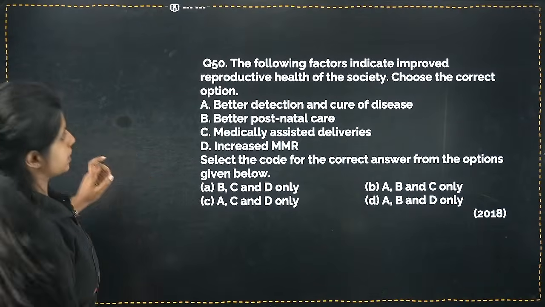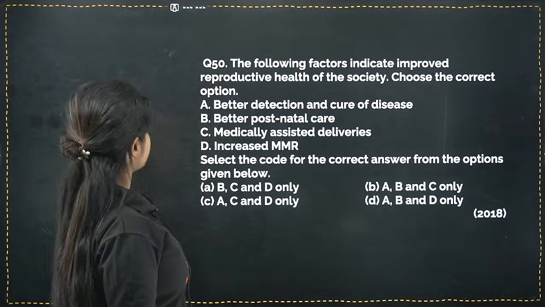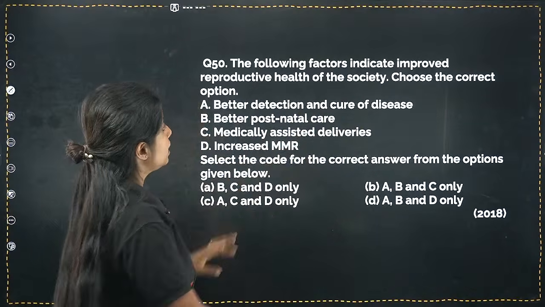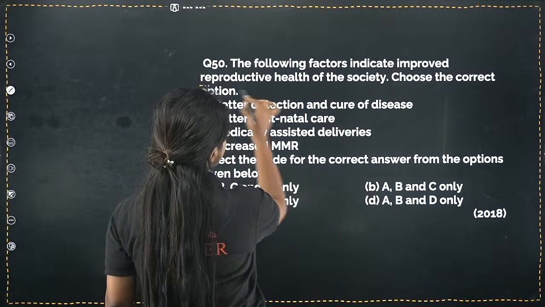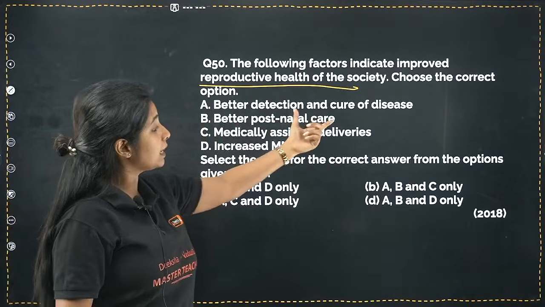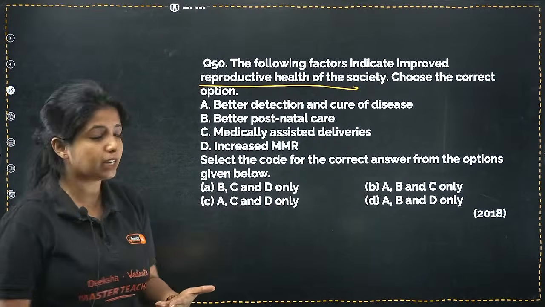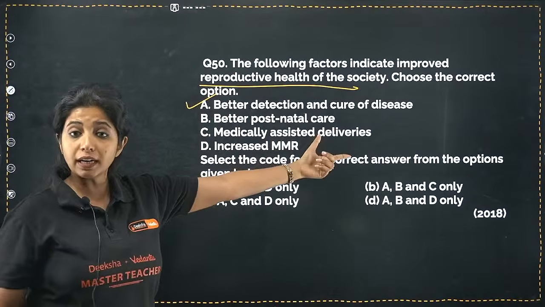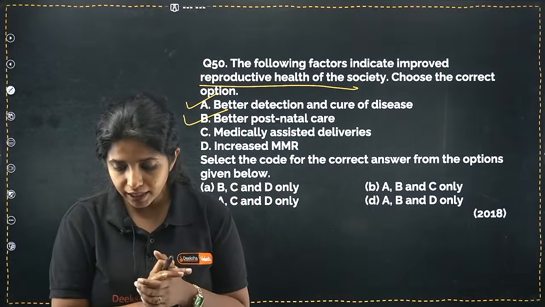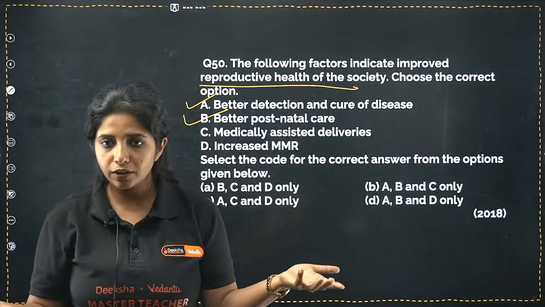50th question. Yes, the following factors indicate improved reproductive health of the society. Choose the correct option. Option number A, better detection and cure. You have to find which one is going to help in improved reproductive health of the society. That means positive things, okay? So here, better detection and cure of the disease, do you think it is going to help in improving the reproductive health of the society? Yes. Better postnatal care? Yes, after the delivery, if better postnatal care is given to the children as well as the mother, it will be really good, right?